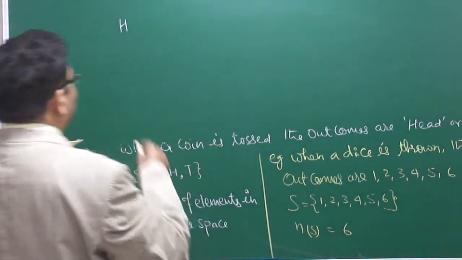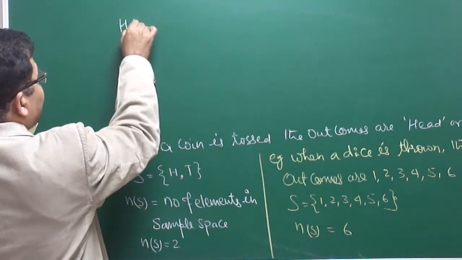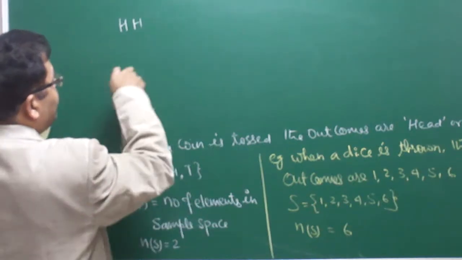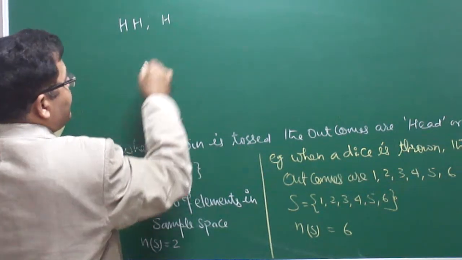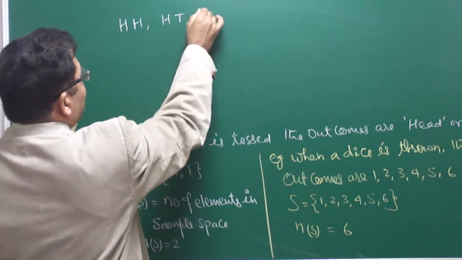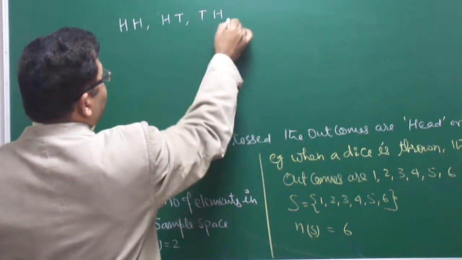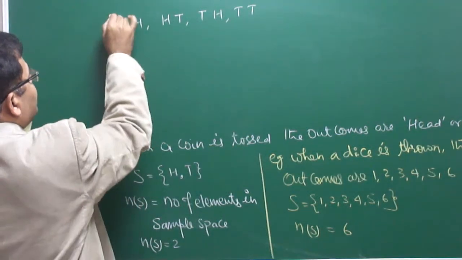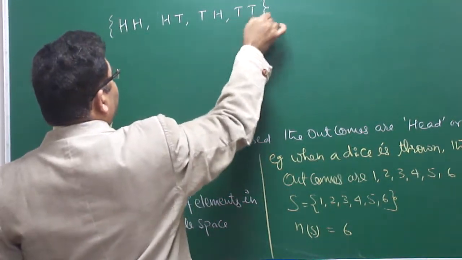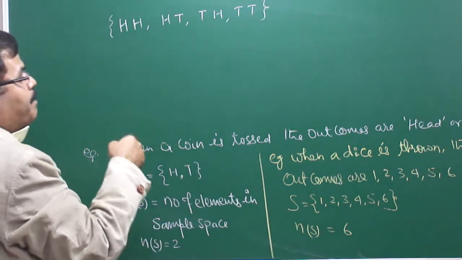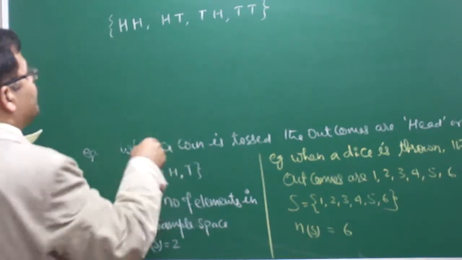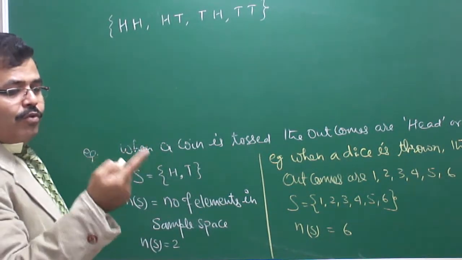So in the first throw, it may be possible that head comes. In the second throw, second toss, again maybe head comes. First time head and second time tail may come. First time tail, second time head may come. And first time tail, second time tail may come. So these are the four possible pairs of outcomes that are possible after throwing a coin two times.